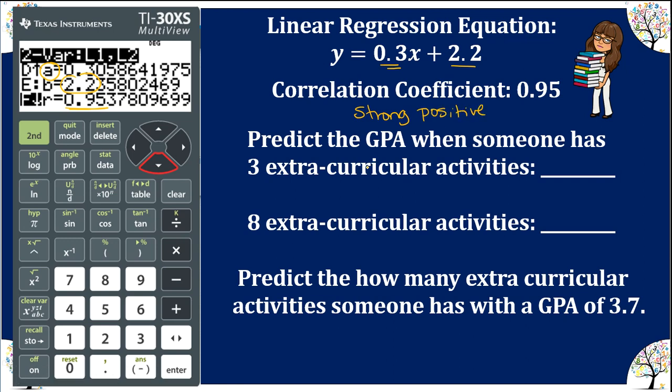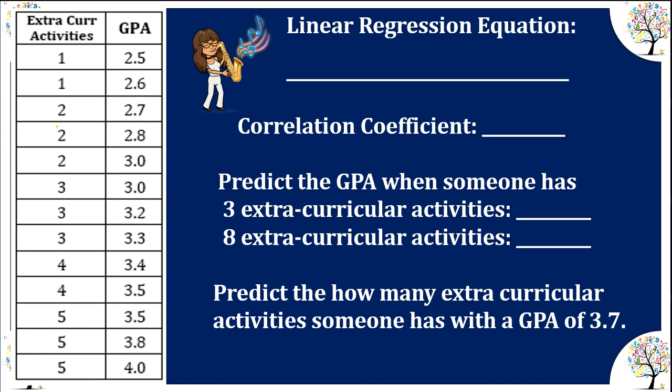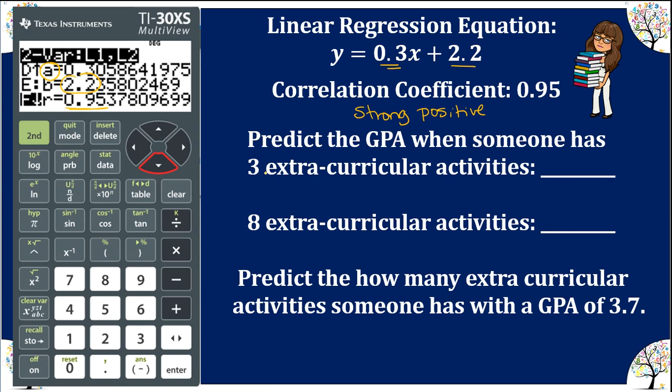Okay, now we can use this to make some predictions. So 3 extracurriculars, and I will say that 3 is going to be interpolating the data. Let me back up and look at 3, you can see these values are given to us. So we're going to put it in the equation, but we are interpolating because we have those values given to us. So I'm going to just input 3 for X, which stands for extracurricular activities, and we're going to see what we would make on our GPA.